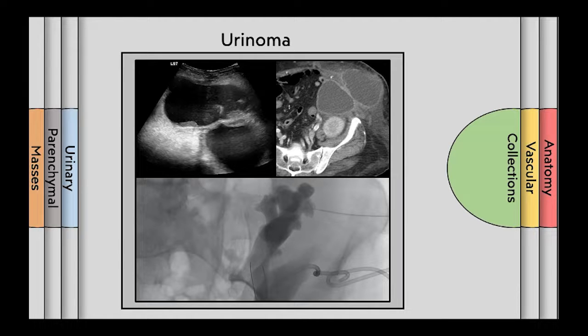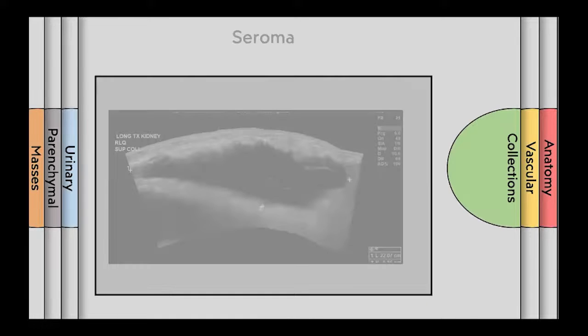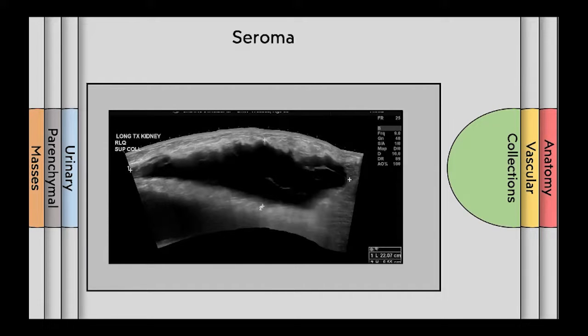Aspirated contents of urinoma will demonstrate fluid creatinines much greater than serum creatinines. However, given that these patients may have high serum creatinine levels to begin with, drawing simultaneously serum creatinines is important. Here's an example of a seroma. These represent seepage of plasma into the tissues. These will also typically appear as simple fluid collections.